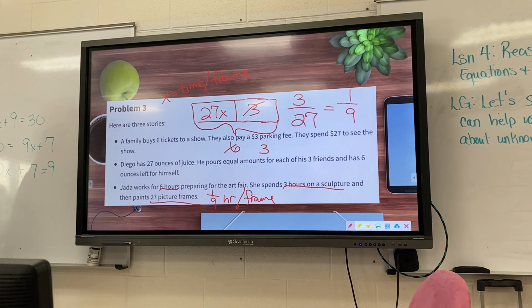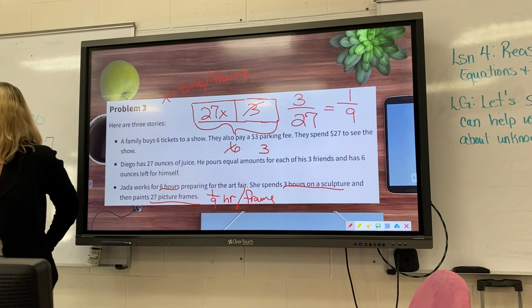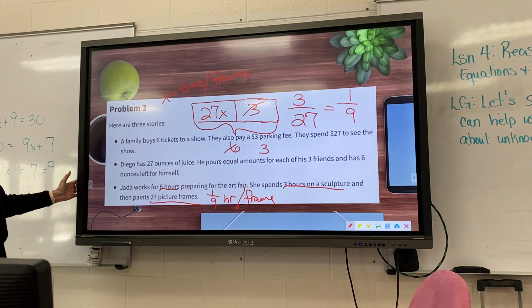And y'all told me you didn't like tape diagrams. You are now doing two-step equations. Oh, yeah, you are. And we haven't even talked about what that looks like, but you are doing them. Okay? All right, who needs more time?